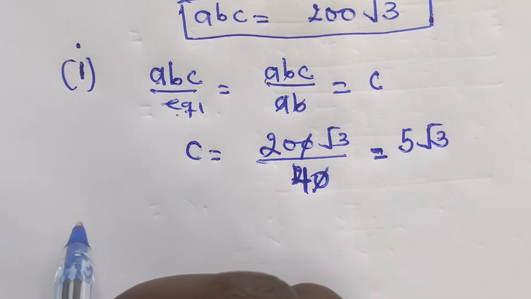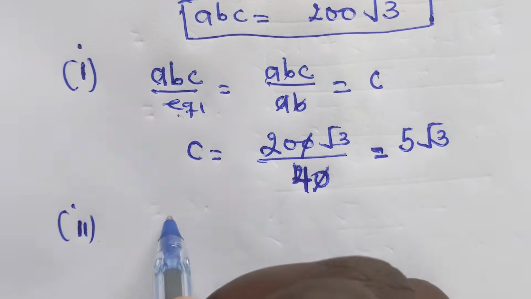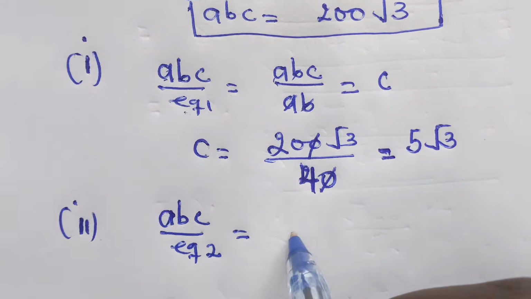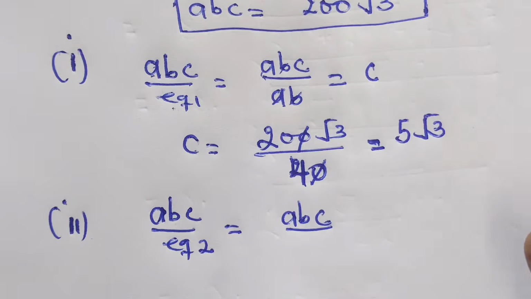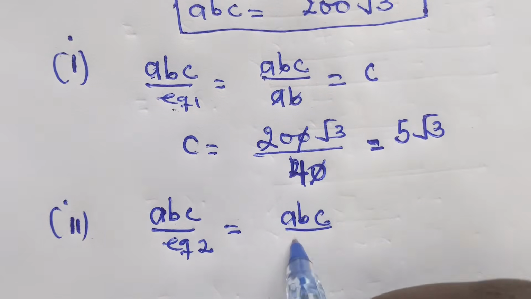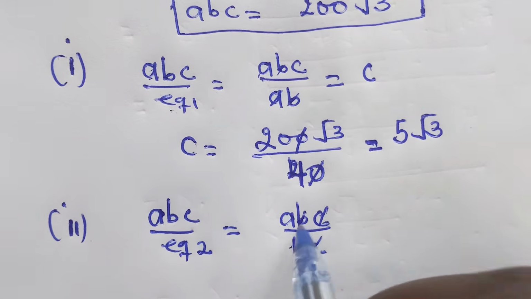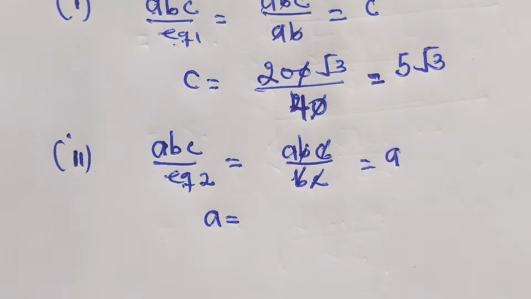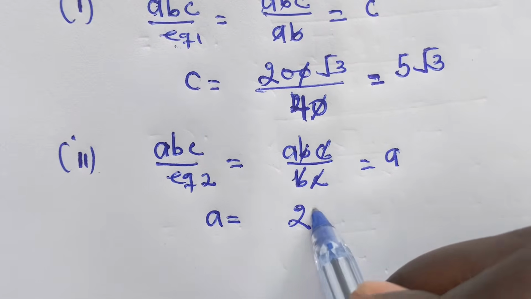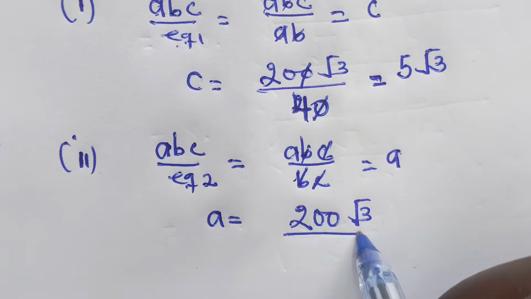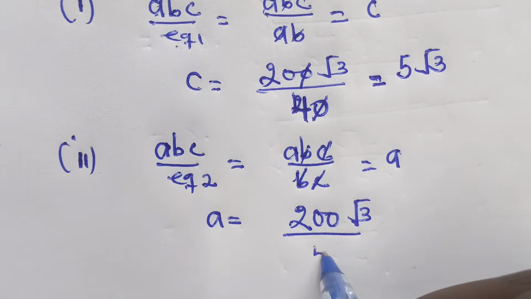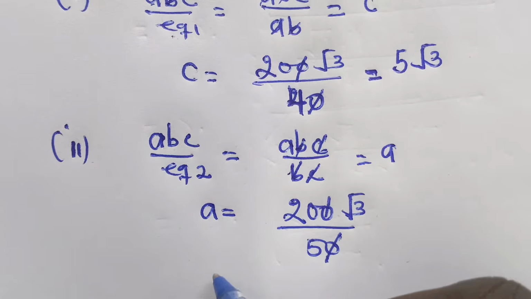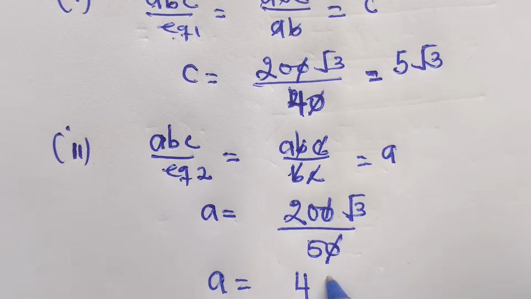Now, equation 2: if we take ABC over equation 2, we have ABC over BC, and after cancelling we get A. So A equals 200 square root of 3 over BC, which is 50. Then A equals 4 square root of 3.